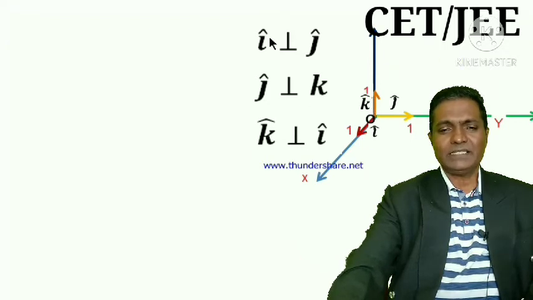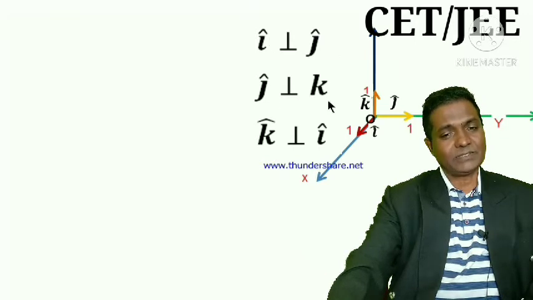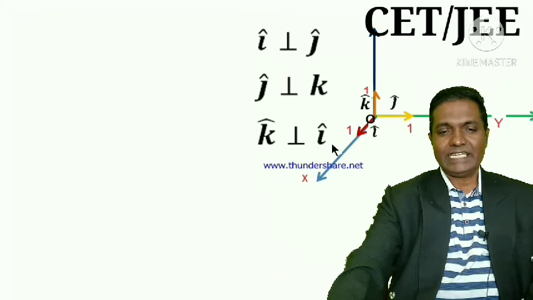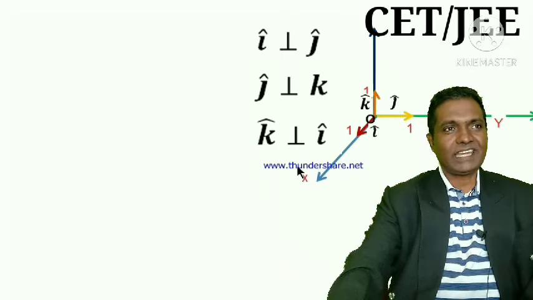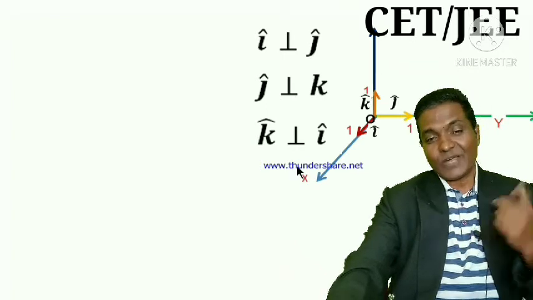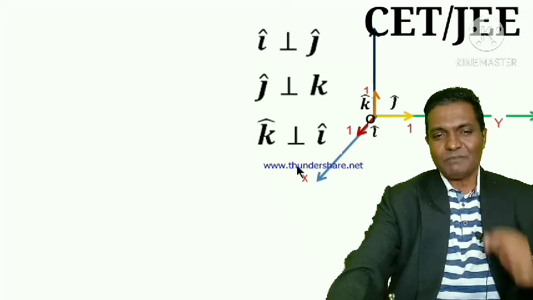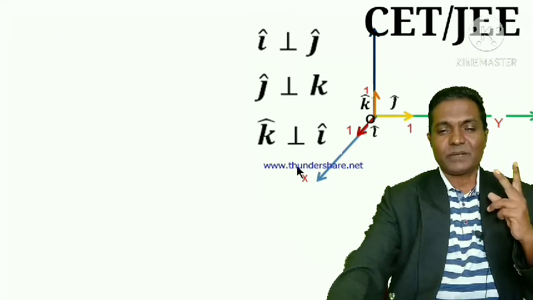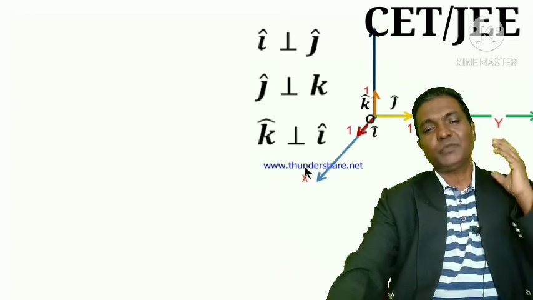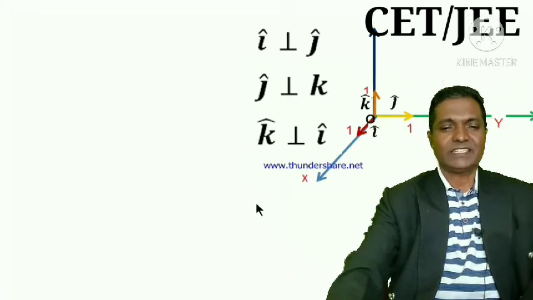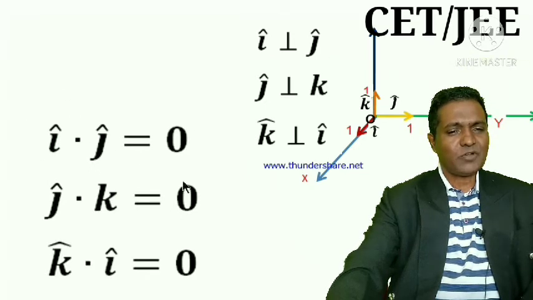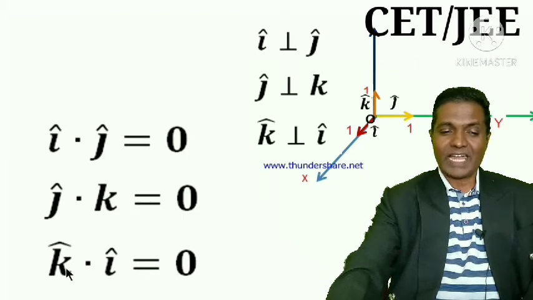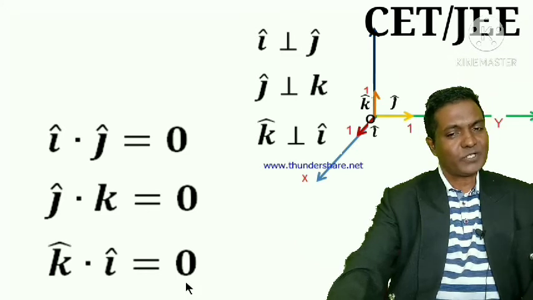So the angle between i and j is 90, j and k is also 90, k and i is also 90. So as we all know, if two vectors are perpendicular, their dot product is 0. As I told you earlier, very important thing, whenever two vectors are perpendicular, their dot product is going to be 0. So immediately you have to write. Likewise, i is perpendicular to j, so therefore their dot product is 0. Similarly, j dot k is also 0 and k cap dot i cap is also going to be 0.